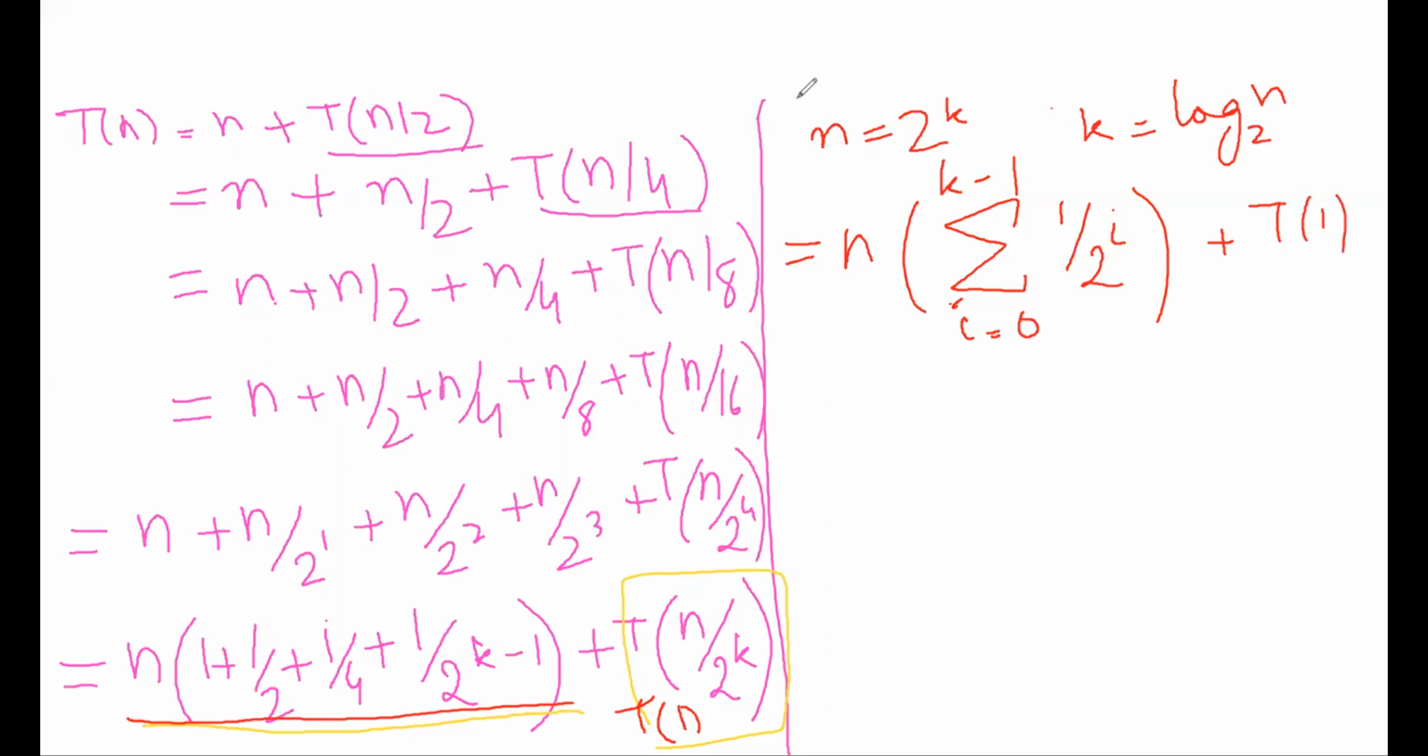Your A is 1. You should remember the geometric progression. So r is 1 by 4 divided by 1 by 2, which is 1 by 2. A r to the power k minus 1. I just always get confused with this formula.